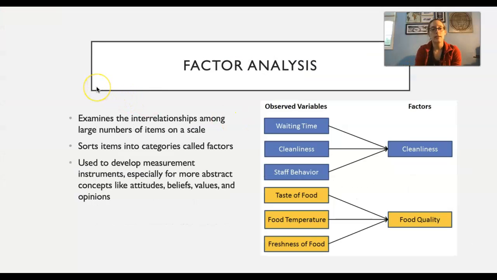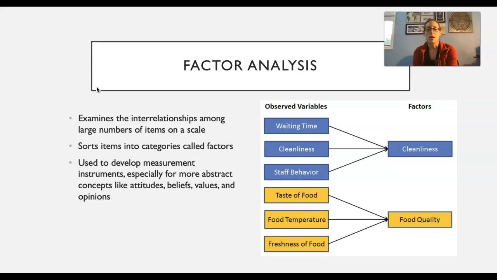Then we have factor analysis. So that examines the interrelationships among large numbers of items on a scale. It basically lets us sort items into categories, and those categories are called factors. We use it more to develop measurement instruments, especially for abstract concepts, so things that maybe don't necessarily have a good number assigned to them.